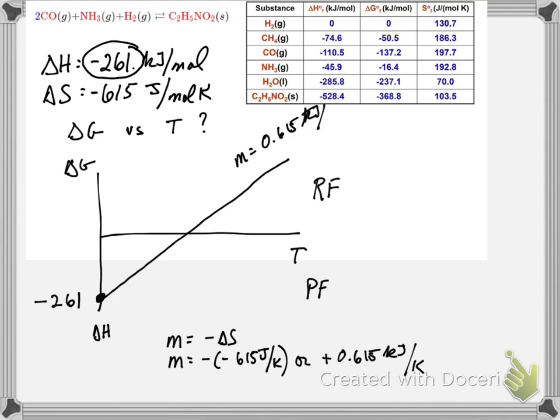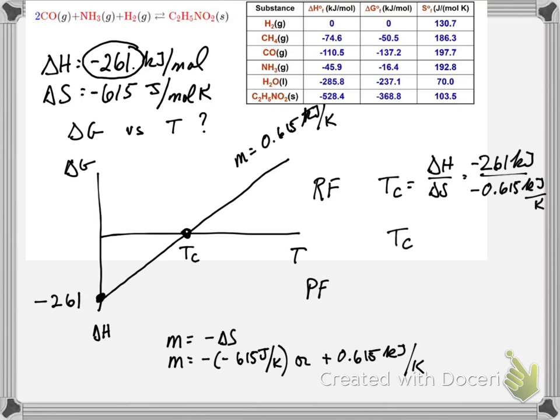And the slope, the quantitative value for the slope, is positive 0.615. The x-intercept, where we cross the x-axis, the temperature axis, is the critical temperature, which is equal to delta H divided by delta S. If both values are in kilojoules, then we can divide them, and we get a critical temperature of 424 Kelvin.